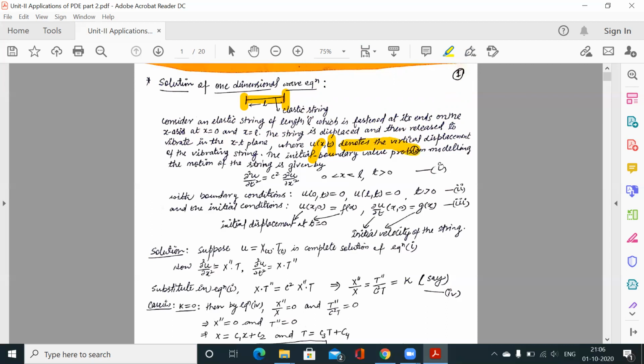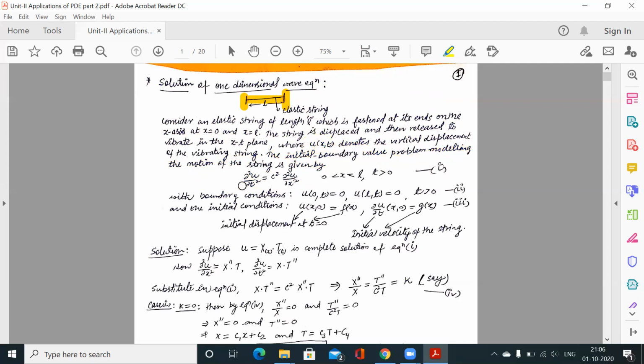So u(x,t) is our function that denotes the vibration in the string, and it depends on x and t. t is time here. The initial boundary value problem modeling the motion of the string is given by, so the motion of string, that means the vibration in the string, is measured like this. This is that differential equation. The vibrations which we are getting are the solution of this differential equation. Our part is not to model the problem but to solve the problem.